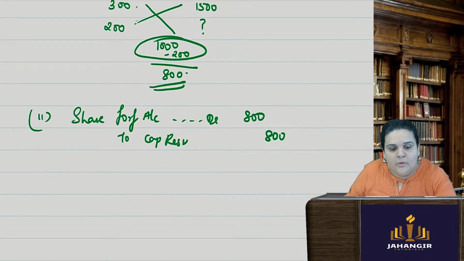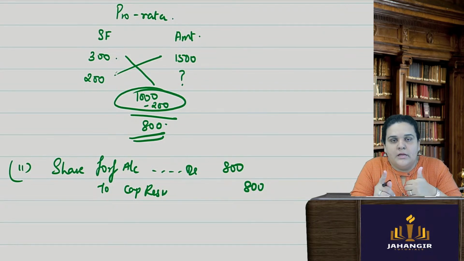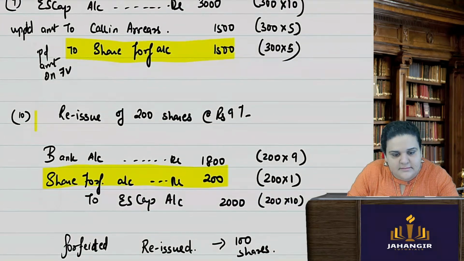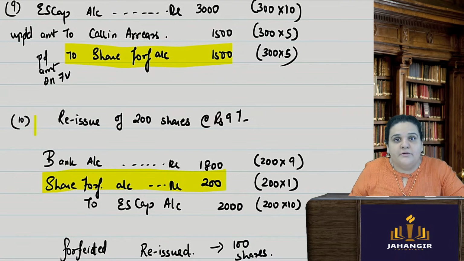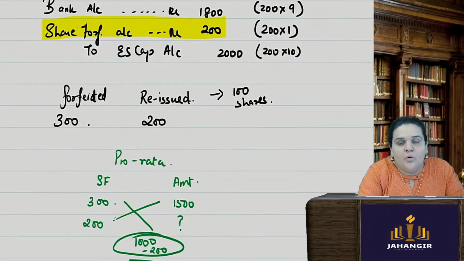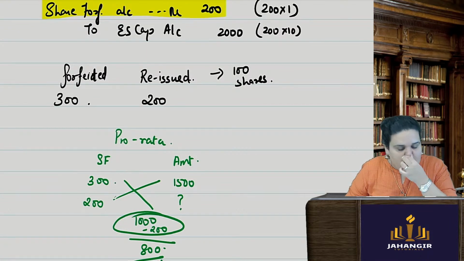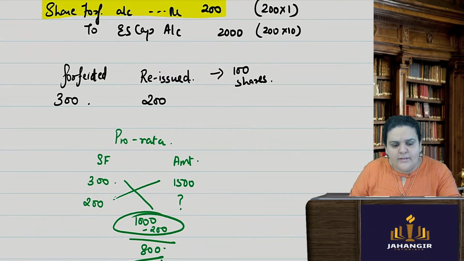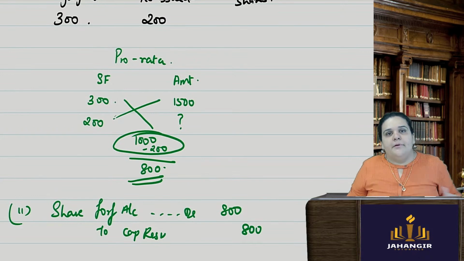Okay. Once again, since the number of shares forfeited is more than the shares reissued, I cannot take the balance here, 1500 minus 200, 1300, and transfer it to capital reserve. I cannot do that. I will have to use the pro rata amount. If I would have forfeited only those shares which I want to reissue, what would my share forfeiture have been? Out of that, 1000 is the amount, I have used 200, so only 800 will get transferred to capital reserve.